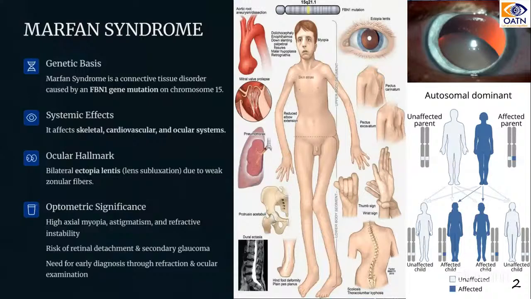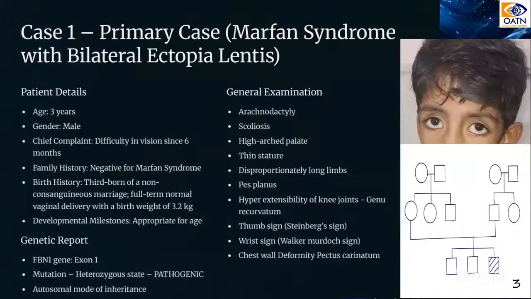Marfan syndrome results from an FBN1 gene mutation on chromosome 15, affecting the skeletal, cardiovascular, and ocular systems. The ocular hallmark is bilateral ectopia lentis due to weakened zonules, often leading to high axial myopia, astigmatism, fluctuating refraction due to lens subluxation, and increased risk of retinal detachment and secondary glaucoma. Let's begin with case 1.